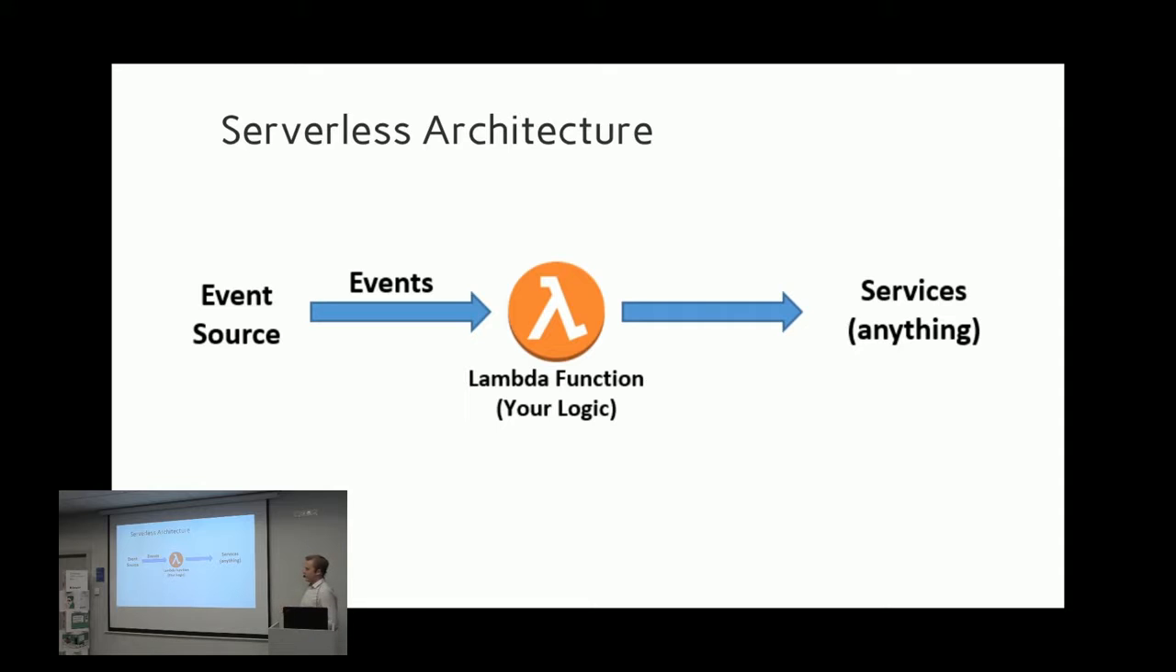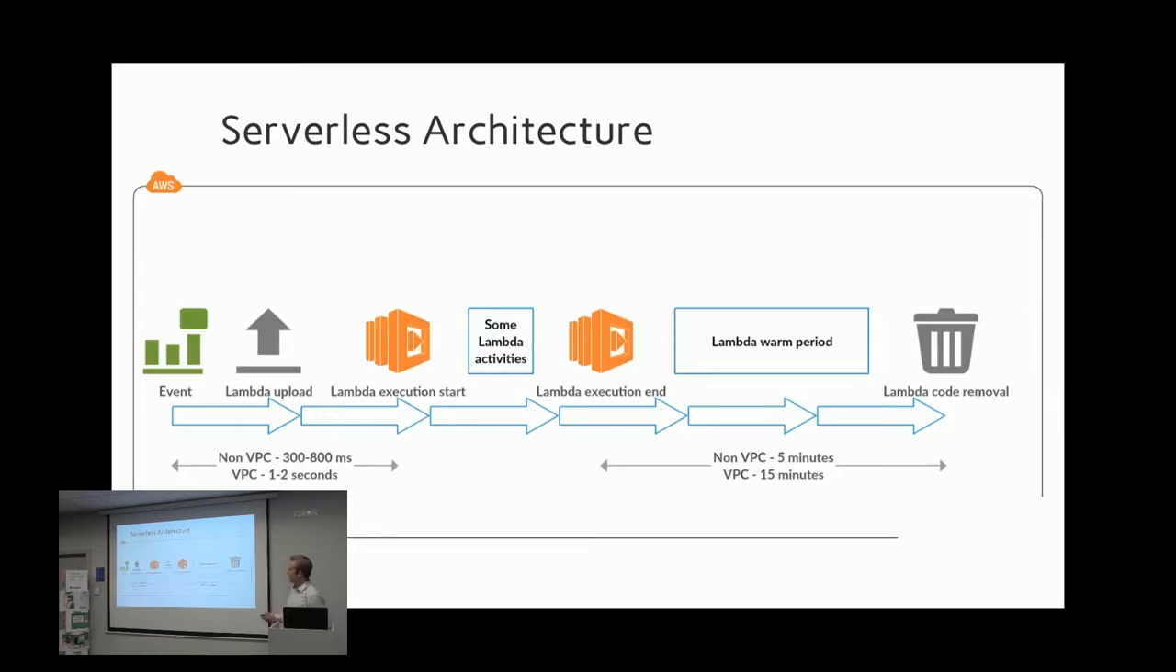Let's talk about what happens when an event occurs. First, your cloud provider starts reacting to the event. It urgently allocates all useful resources which are listed in your Lambda function options, then uploads the Lambda code and starts Lambda execution with the event as input data. From the event till Lambda execution start, the cloud provider spends a bunch of time. For non-VPC Lambdas, this time is 300 to 800 milliseconds. And for Lambdas inside VPC, it's from 1 to 2 seconds. And then your Lambda executes.